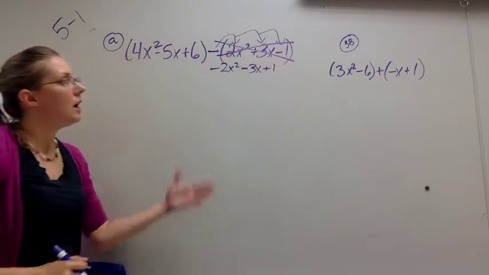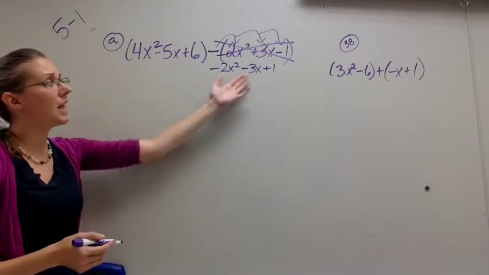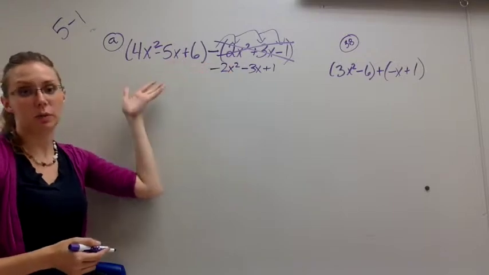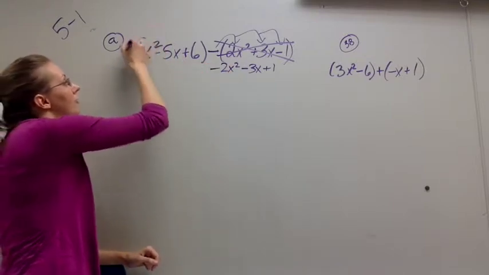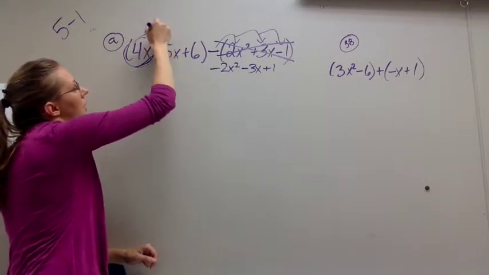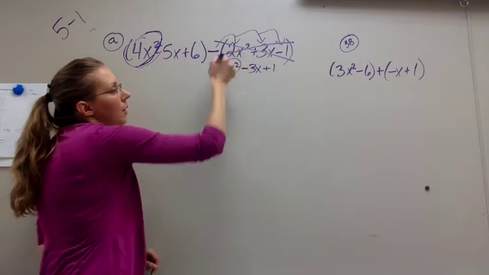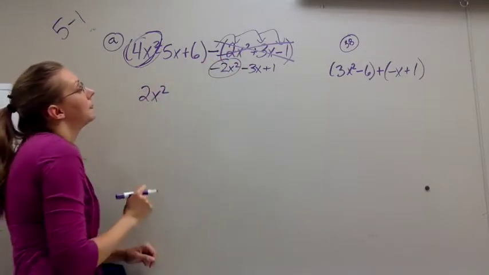Now at this point, I'm just going to combine my like terms. And by like terms, I mean the x's can't be combined unless it's an x squared with an x squared. Okay, your bases have to be the same. So if I look here, I have 4x squared. Excuse me, I should not include that negative sign. That's going to be with our x. 4x squared minus 2x squared. So I'm going to end up with 2x squared.